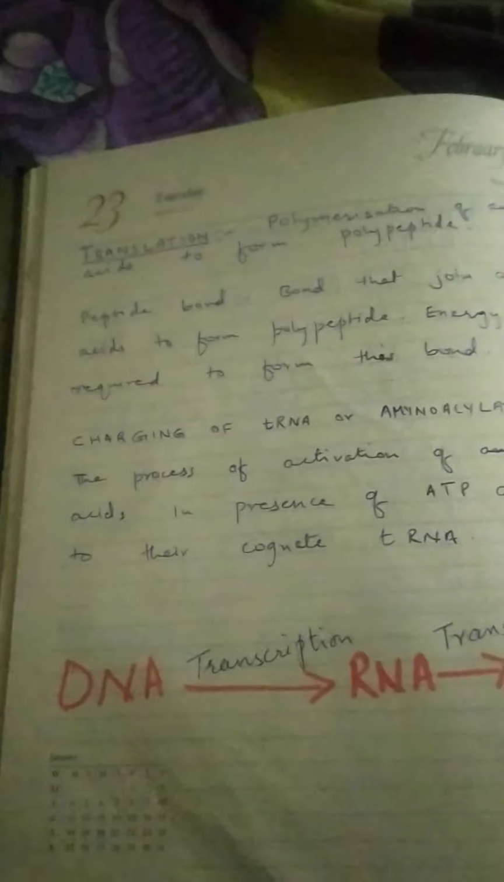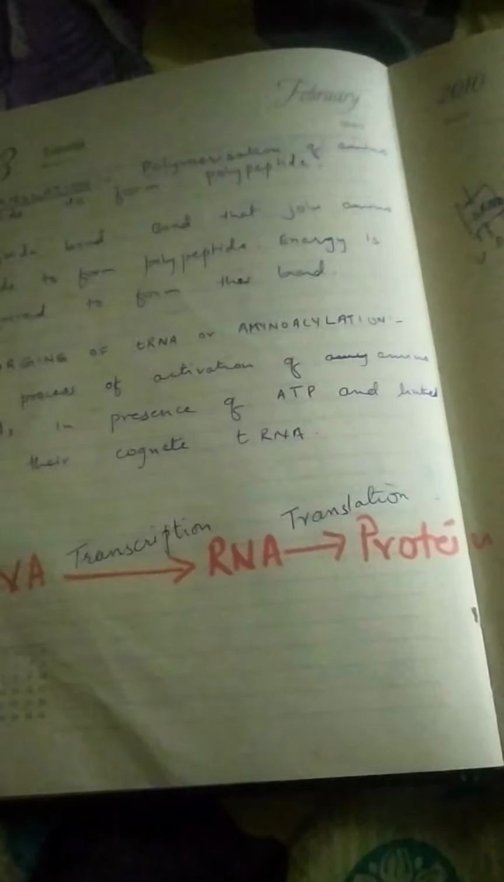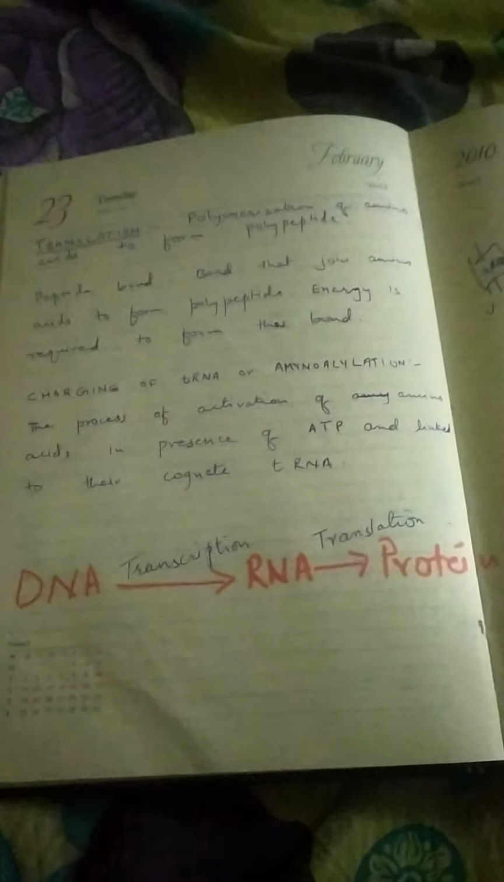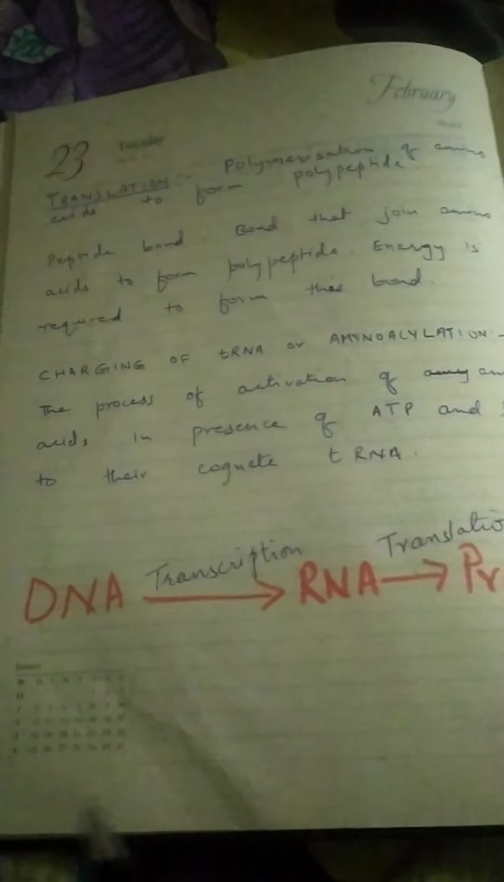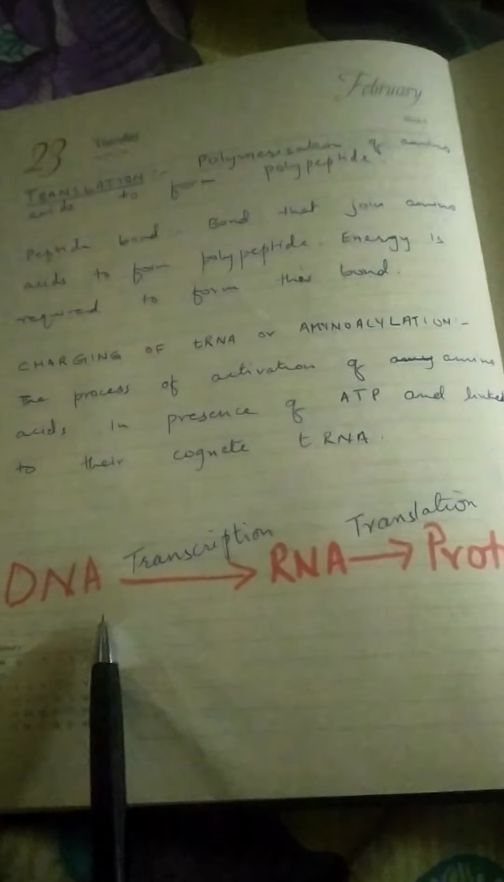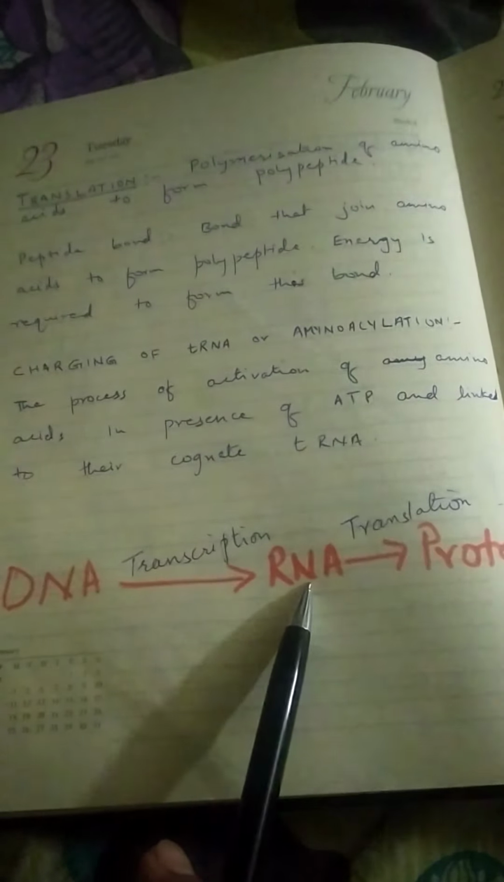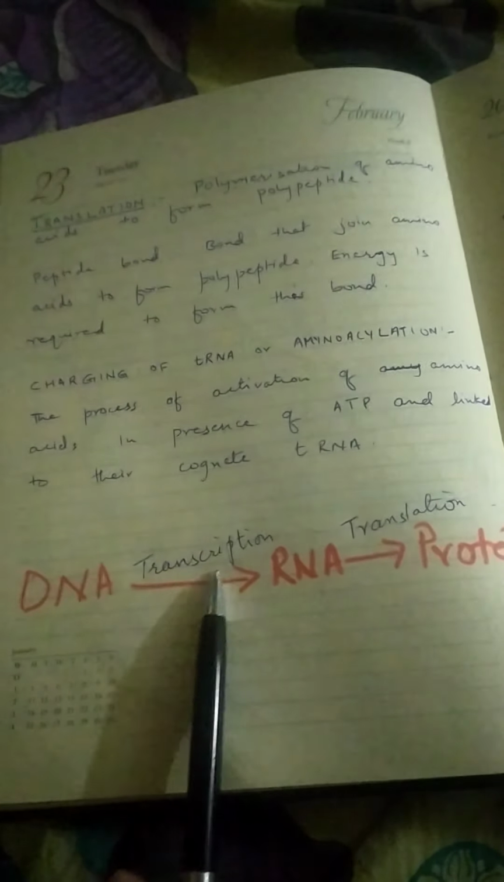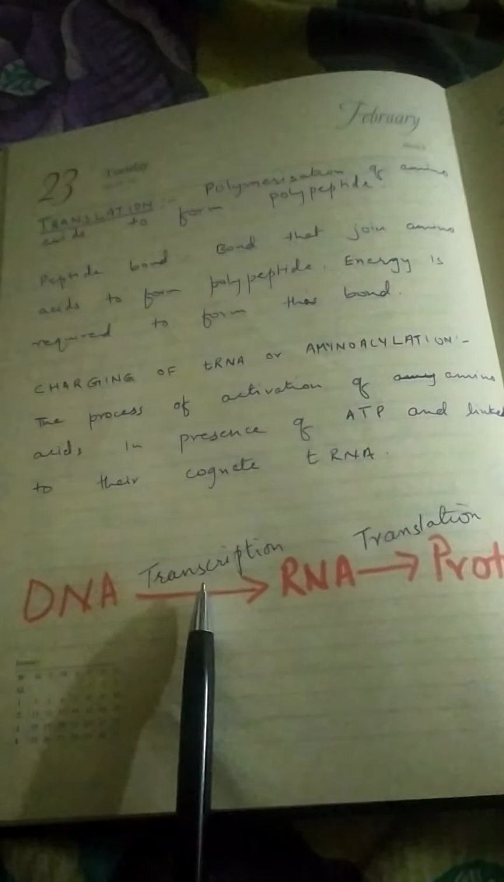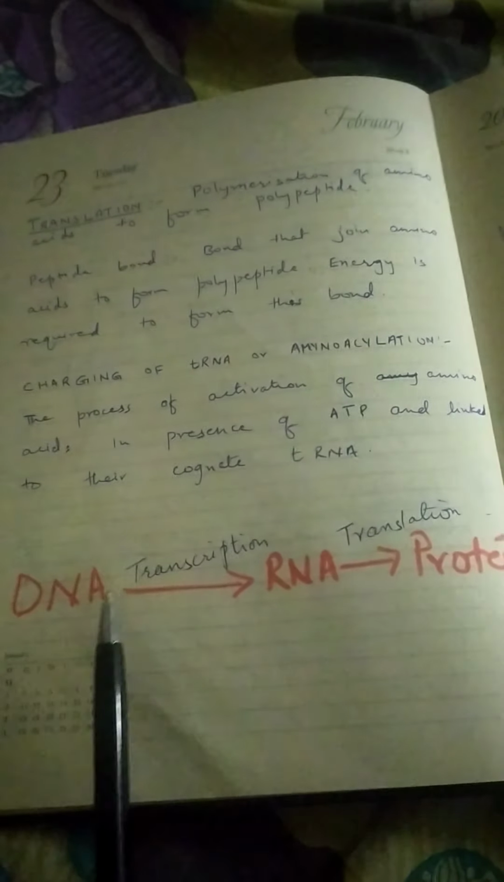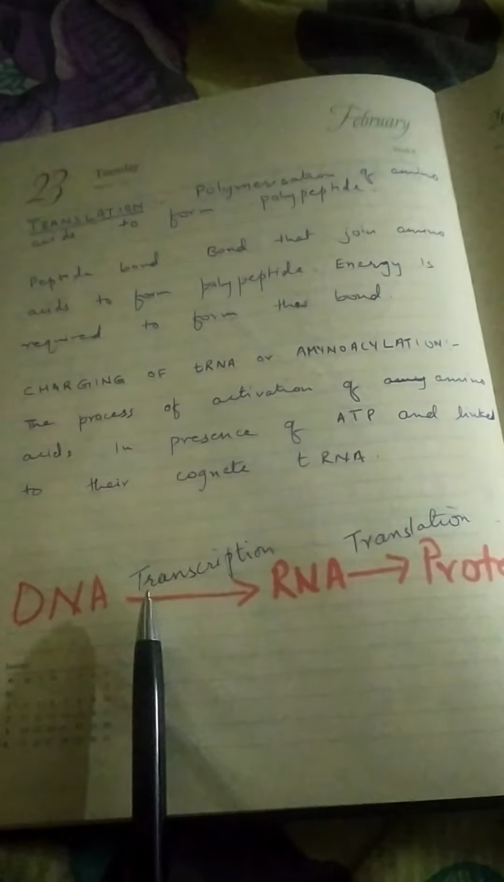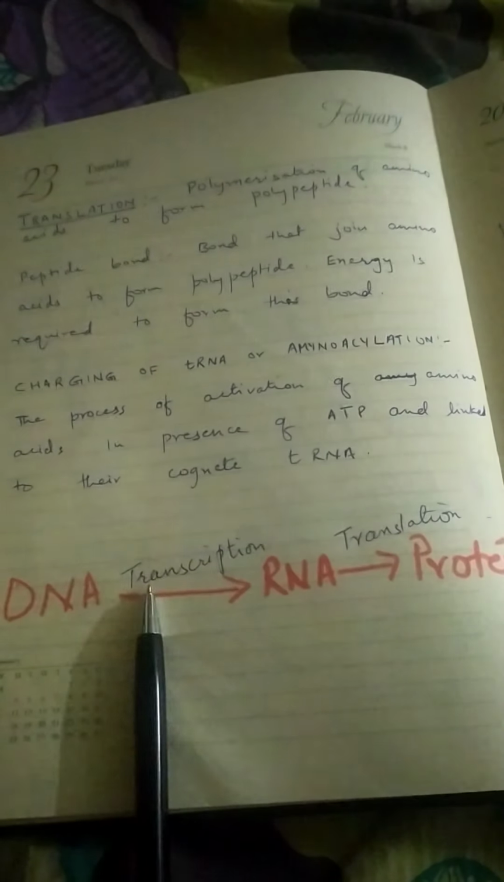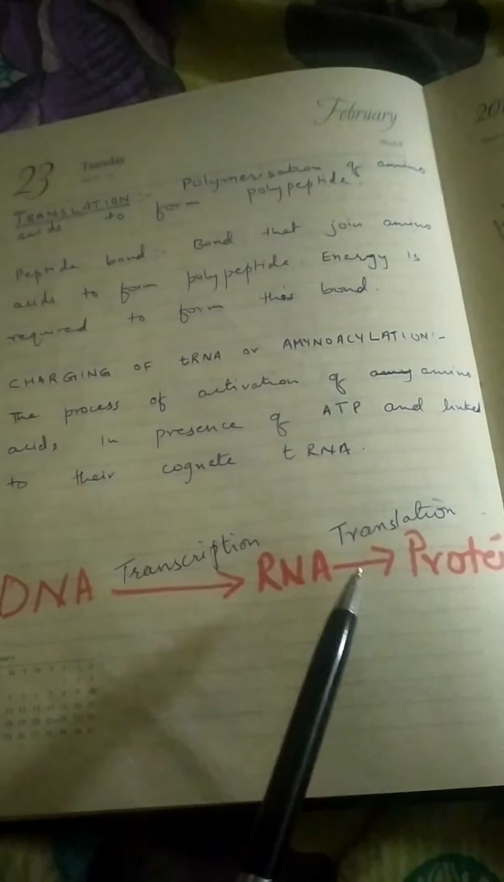Okay, and last time we studied about the process of transcription, that is from DNA how RNA is formed. That means the transcription is the process of formation of RNA from DNA. That means genetic information is transcribed into RNA.